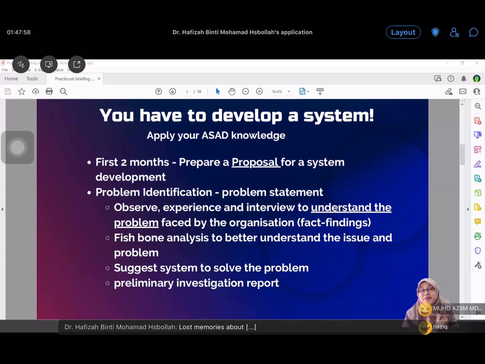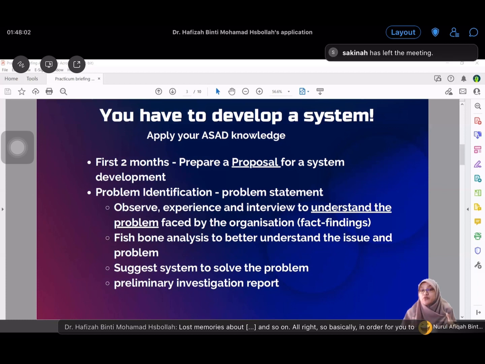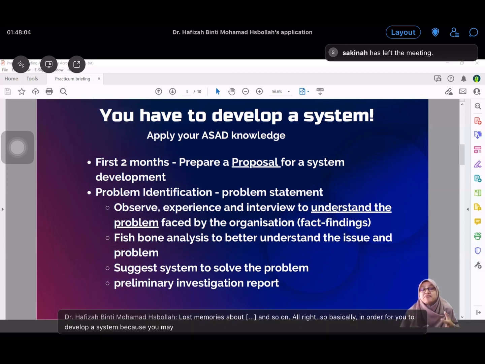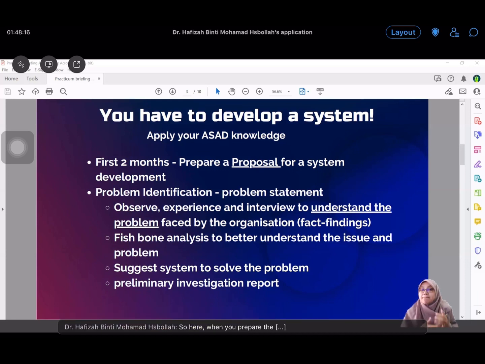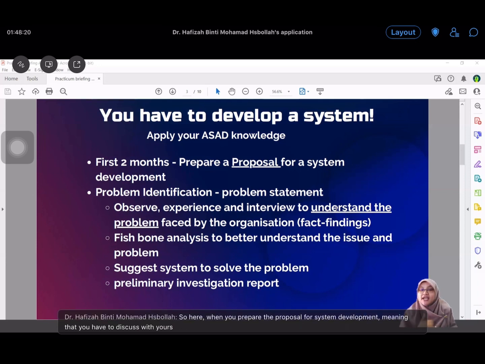Alright, in order for you to develop a system, because your main task will be system development, my suggestion is that for the first 2 months, you prepare a proposal of system development. When you prepare the proposal, you have to discuss with your supervisor in the company and also your supervisor from UUM.